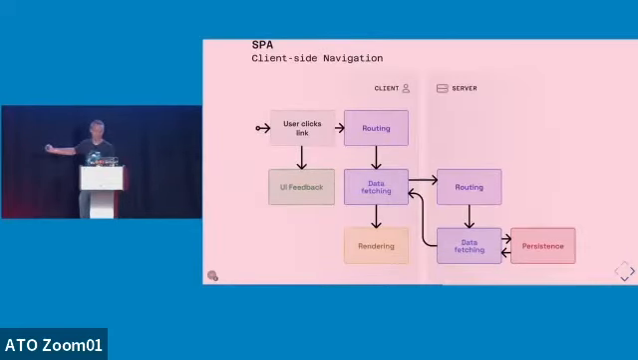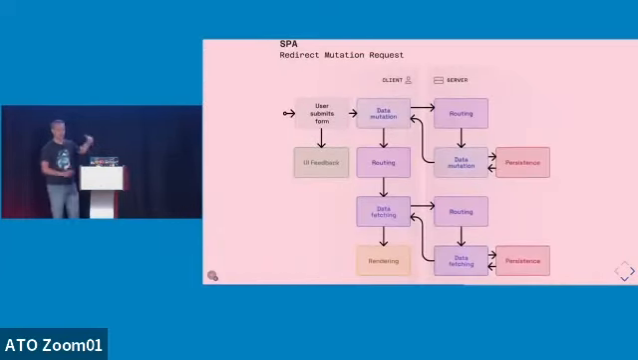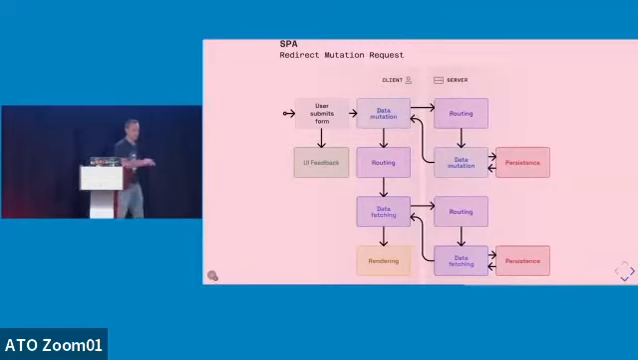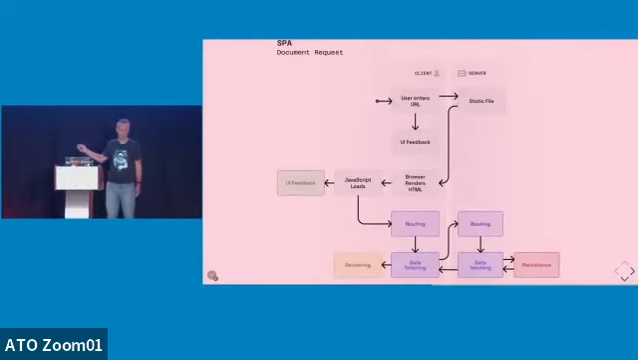The client-side navigation didn't change from Pempa. The inline mutation request didn't change from Pempa. And the redirect mutation request didn't change from Pempa, from progressively enhanced multi-page apps. I know that the acronyms might be confusing. So the only thing we changed was to make one of these worse.